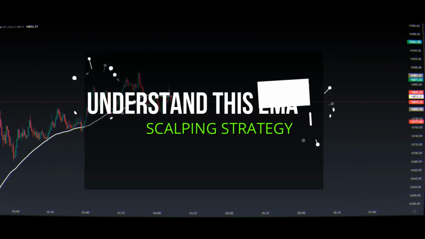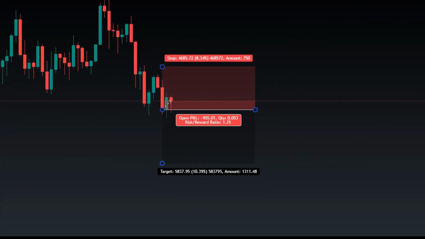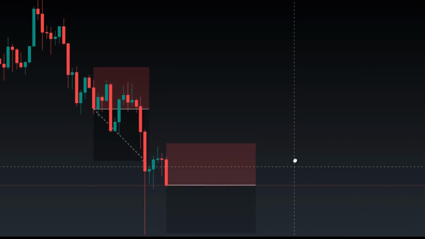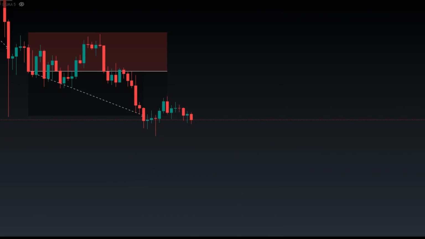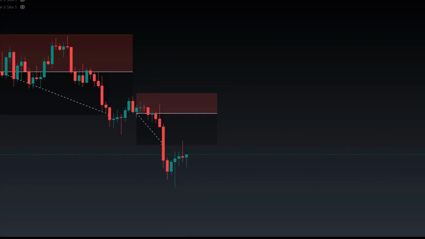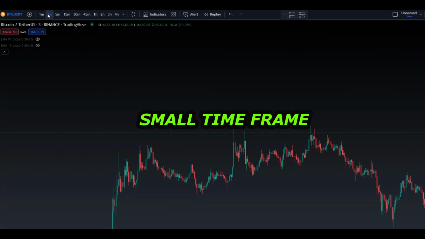Now let's understand this scalping strategy. Scalping is a fast trading style and it requires a smaller time frame for quick entries and exits. For that, you need a strict trading plan, which I'm going to explain in this video. Firstly, you need to use a smaller time frame like the 1, 3, 5 minute chart for scalping, and some indicators.